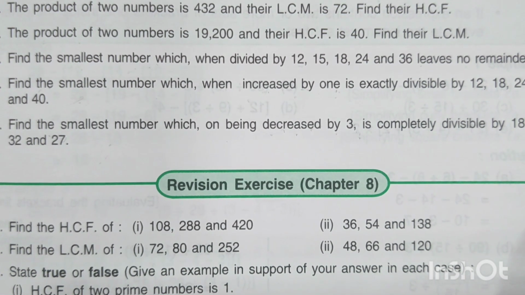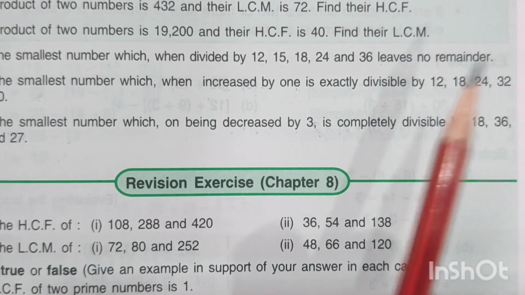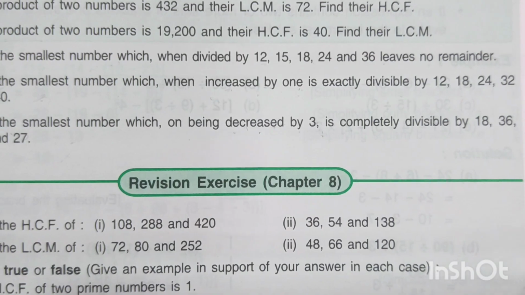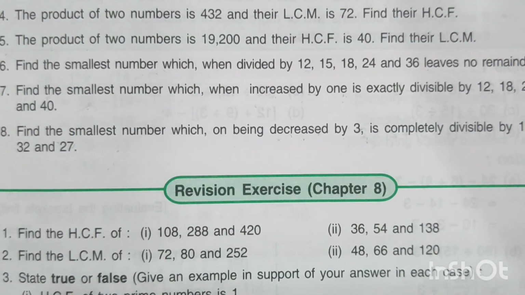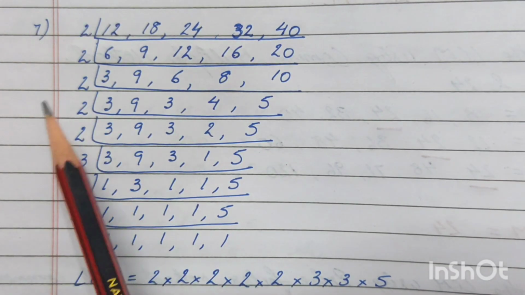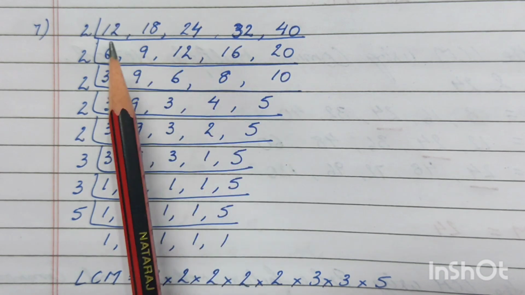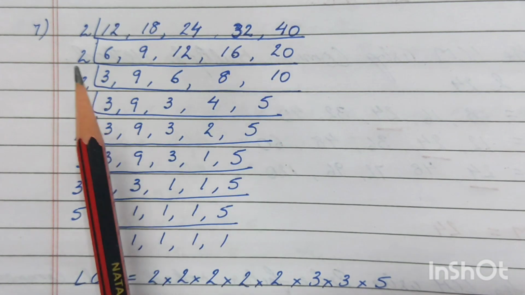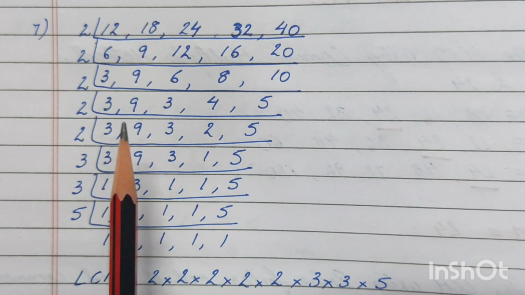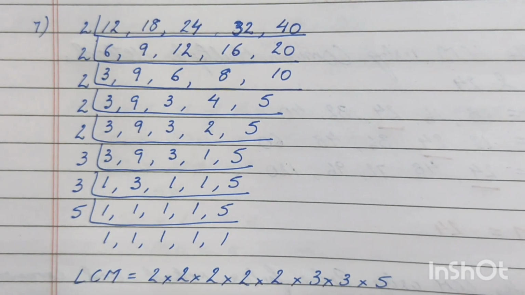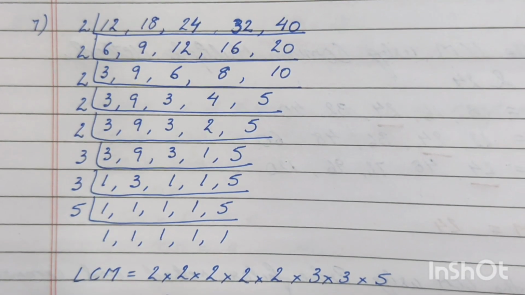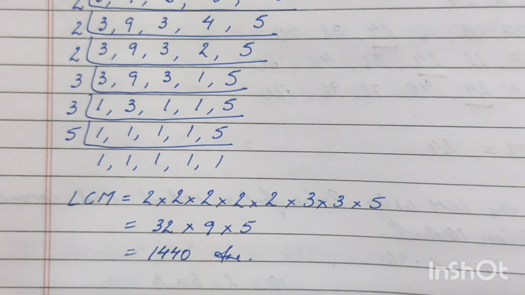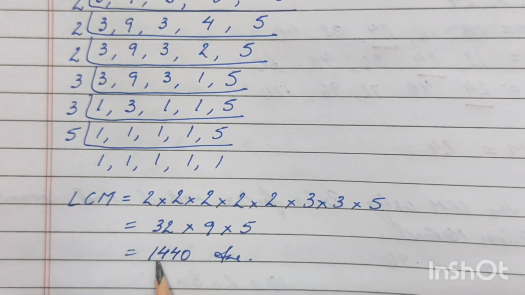Find the smallest number which, when increased by 1, can be divided by 12, 18, 24, 32 and 40. So children, first I have calculated the LCM by the common division method of all the 5 numbers. I have taken them together and used the common division method. This you know by now. You can see I have calculated the LCM, which came as 1440.